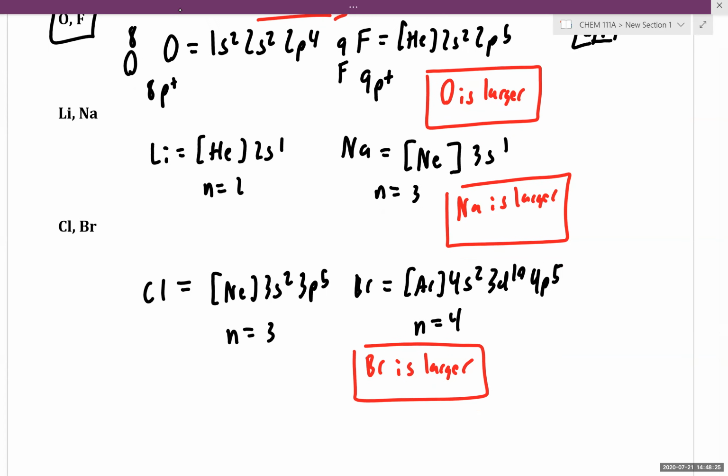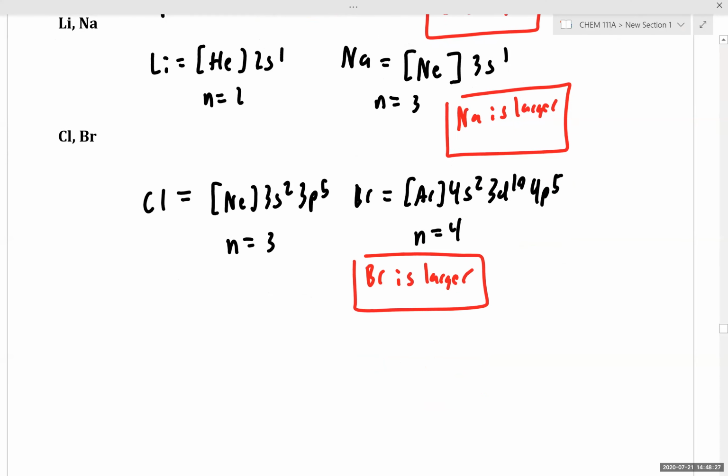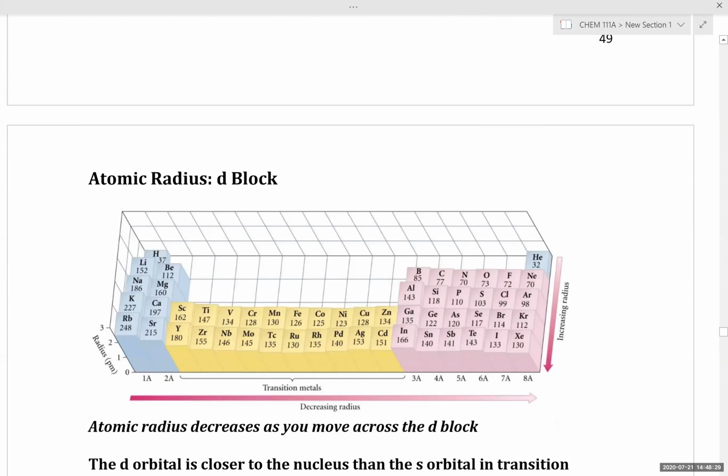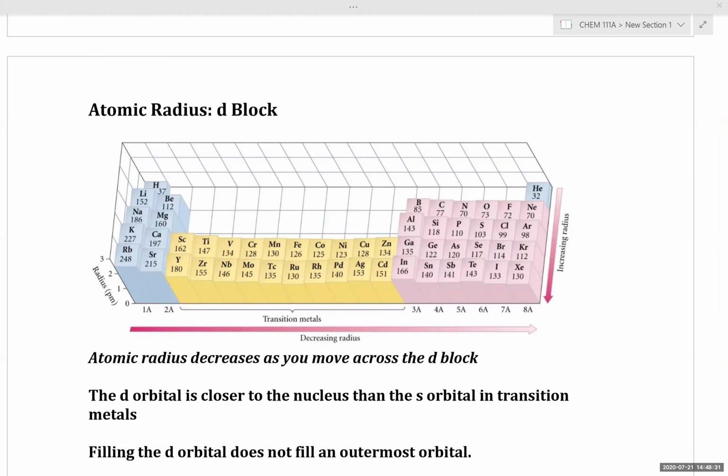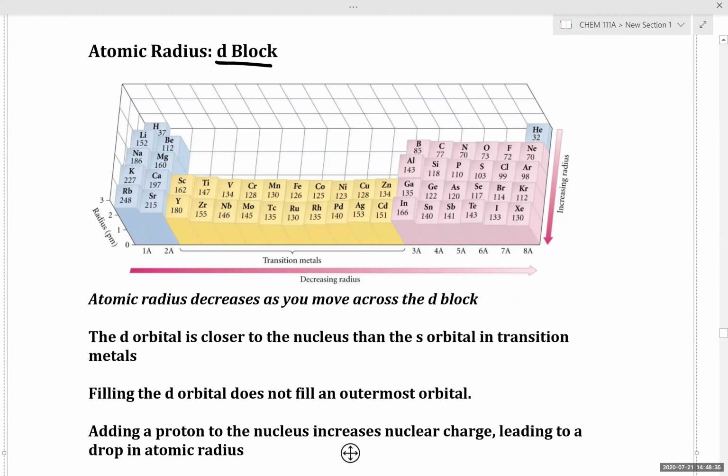If not, let's keep going and let's discuss atomic radius in the context of the D block elements. So atomic radius decreases as you move across the D block. That makes sense intuitively because just like any other trend, as you move right across the periodic table, you're increasing the number of protons and your atomic radius decreases.